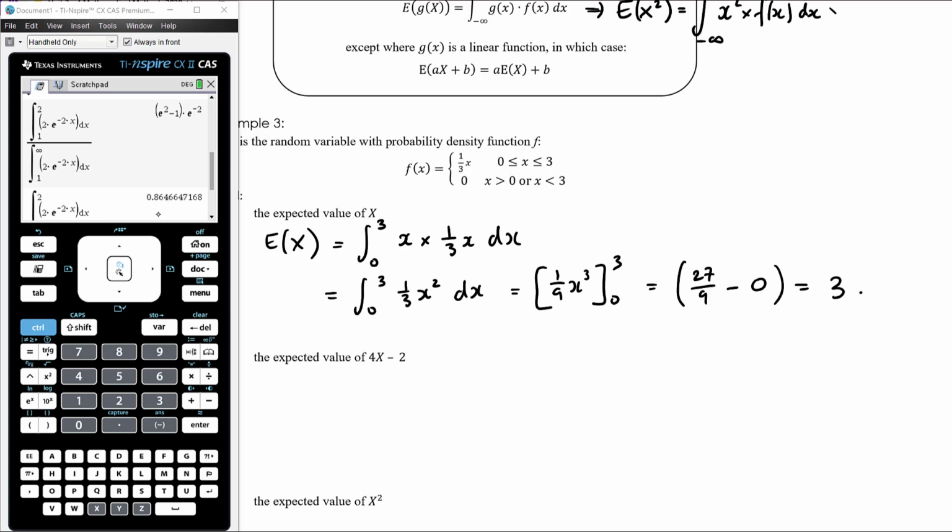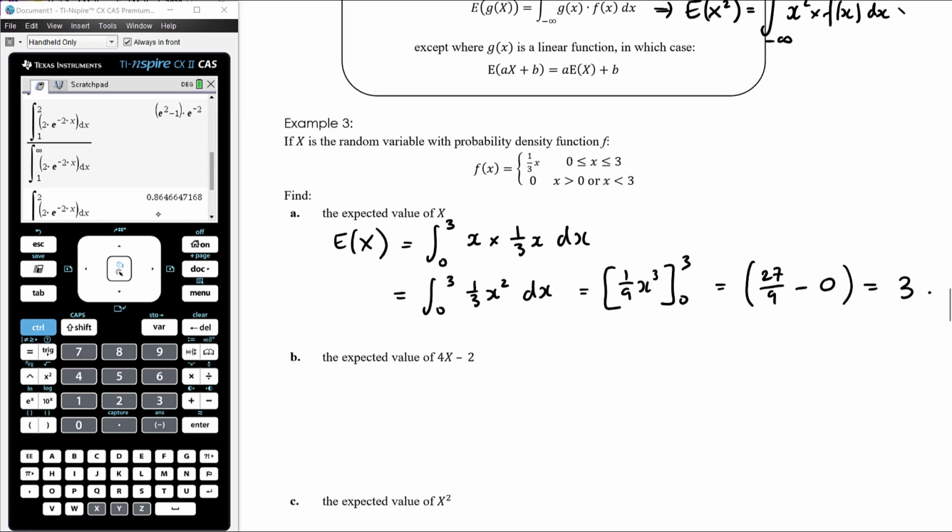Remember, expected value is not a probability. That's out of the x value. So the x values here range from 0 to 3, so it has to be a number somewhere within that range. And it actually happens to be 3, the expected value here.